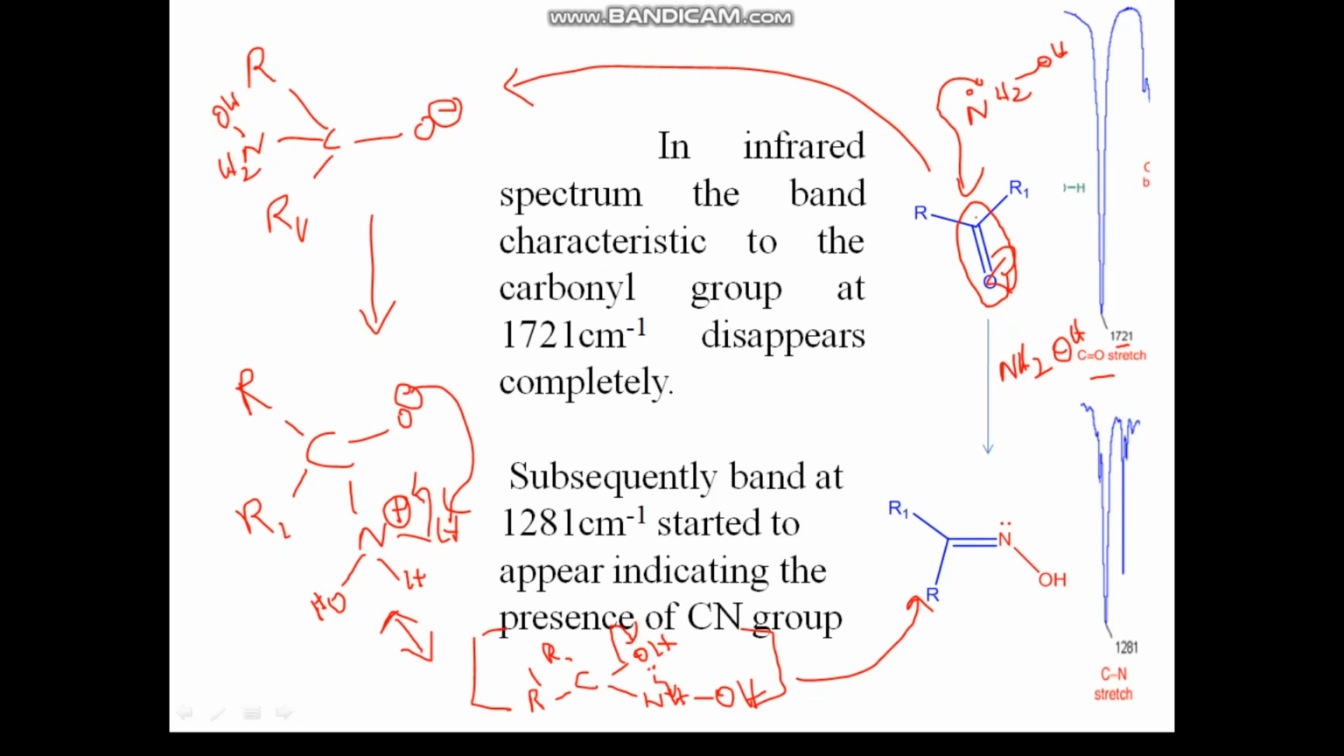Now in the course of this reaction, this band diminishes, and at one point of time it completely disappears, meaning there is no longer a carbonyl group present. In those circumstances, the OH was completely lost. Meanwhile, looking into the product, a new band emerged at 1281 centimeter inverse, which corresponds to the cyanide, and therefore these details of stretching frequency explain the disappearance of the carbonyl group.